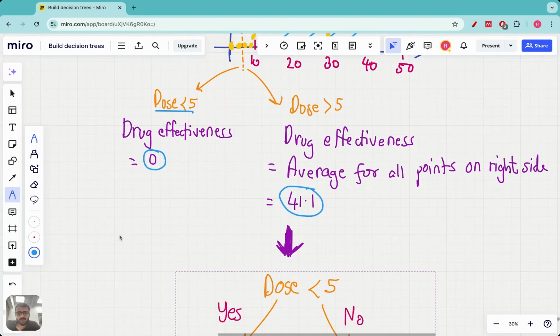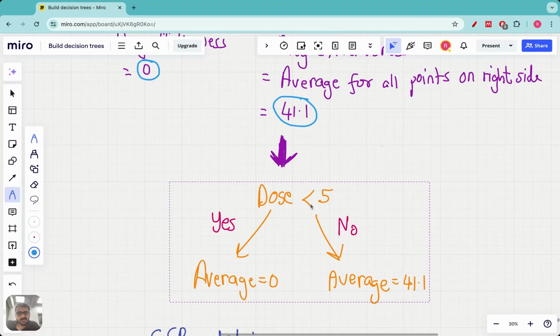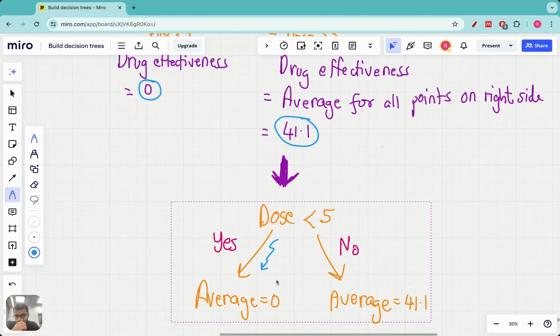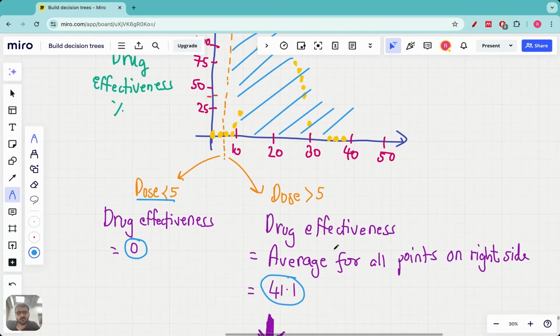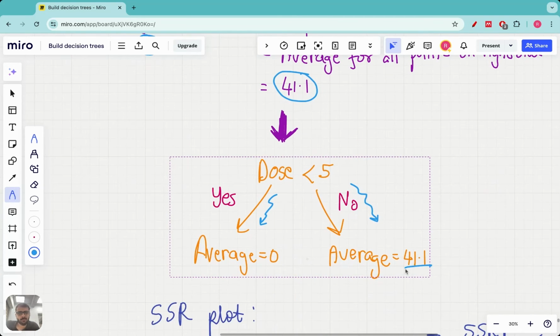This actually leads to the construction of a decision tree for dose is less than 5. If dose is less than 5, yes, since the average on the left hand side is equal to 0, we are saying that the drug effectiveness is equal to 0. If dose is greater than 5, which means we are on this branch, right? And the average of all the points on the right hand side is 41.1. So we are going to say that the drug effectiveness is 41.1. This is the decision tree which is constructed for the threshold of dose is less than 5.